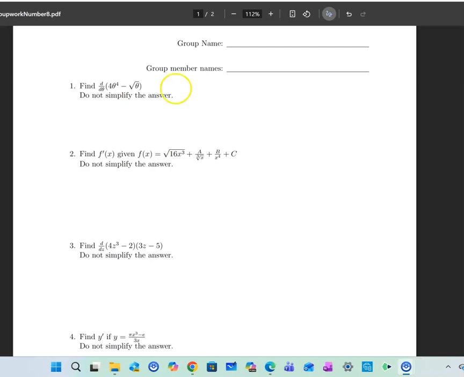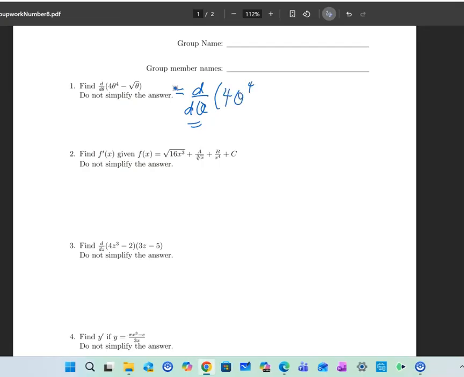So let's just rewrite this. Remember this d over d theta. This thing means I'm going to take the derivative of, and that's what follows. So I'm just going to take the time to rewrite this radical theta as theta to the 1/2 power. Now I can say the derivative is, and then I'll get 16 theta cubed, bring the 4 down, subtract 1 from the exponent, minus 1/2 theta to the negative 1/2.